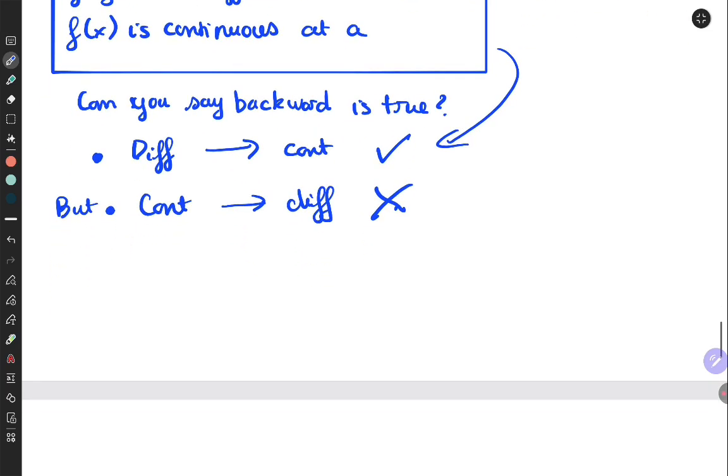Not everything you can say backward. This is the first thing. We're going to encounter this kind of theorem a few more times throughout this class. You say in one direction, that's true, but the other direction will not be. The statement will not hold.